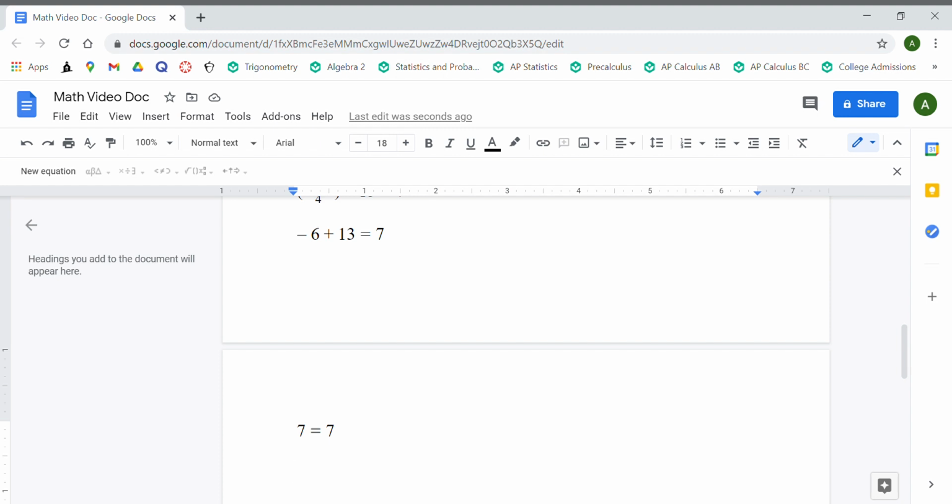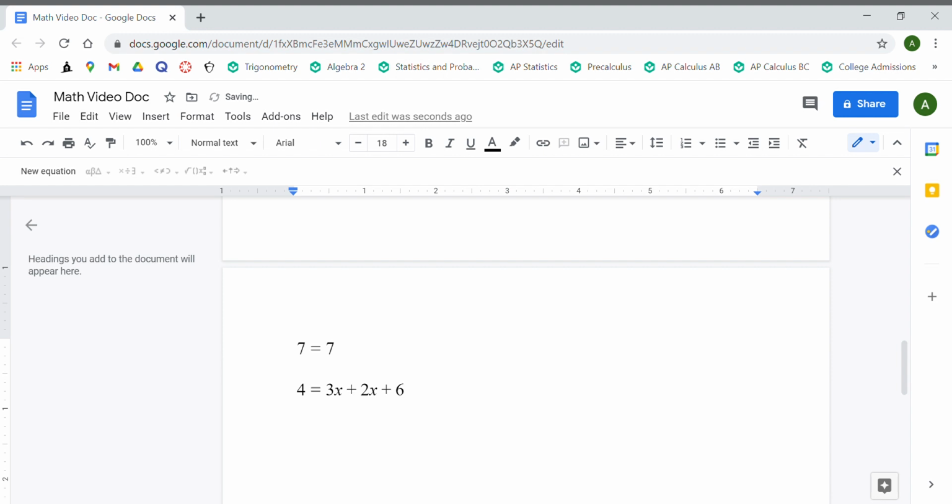Well, let's say we have an equation that looks like this. 4 equals 3x plus 2x plus 6. Now probably right now you're like, what? What just happened? Well, we have two x terms.